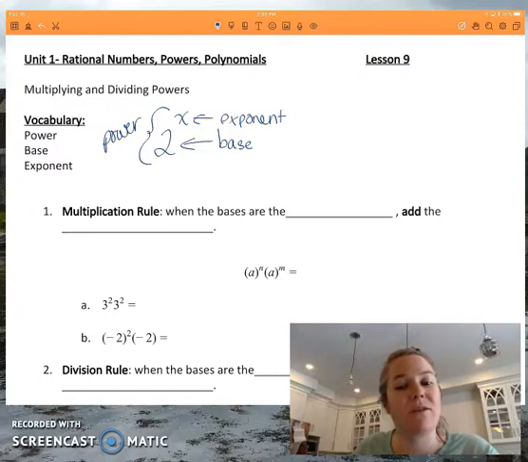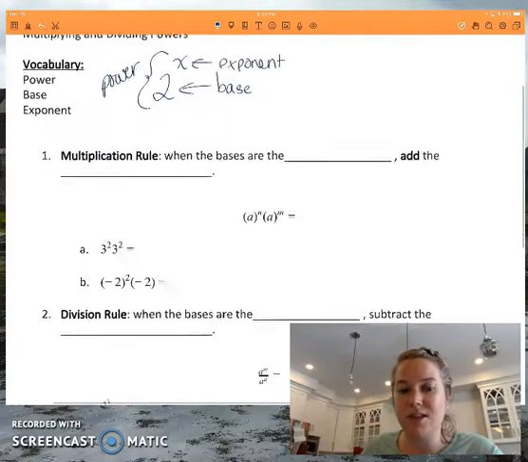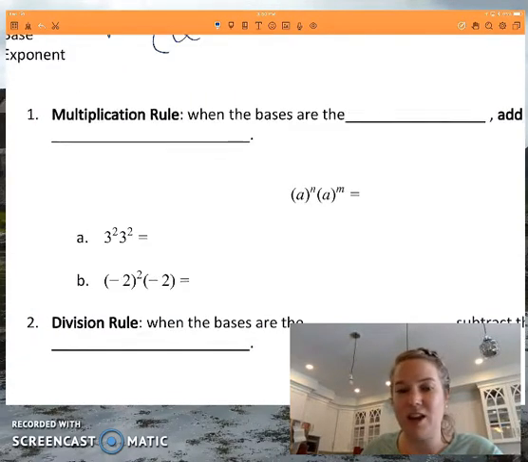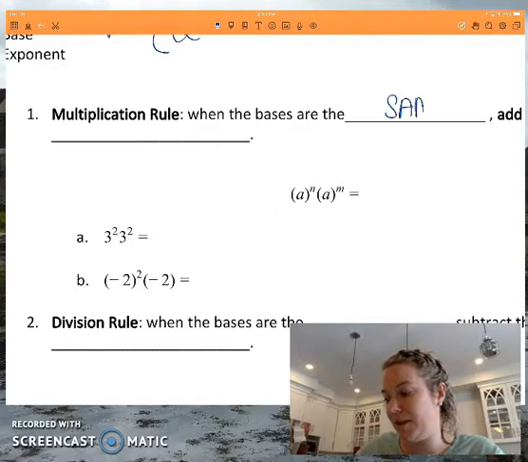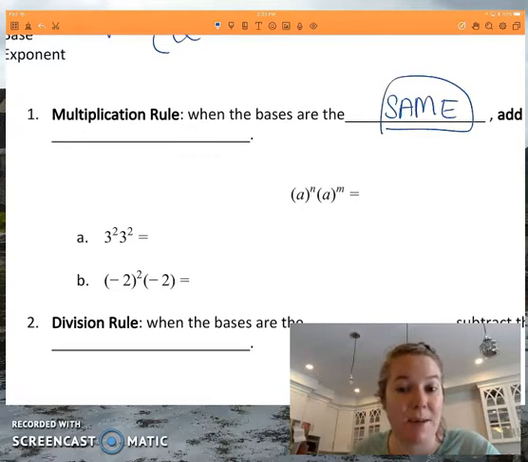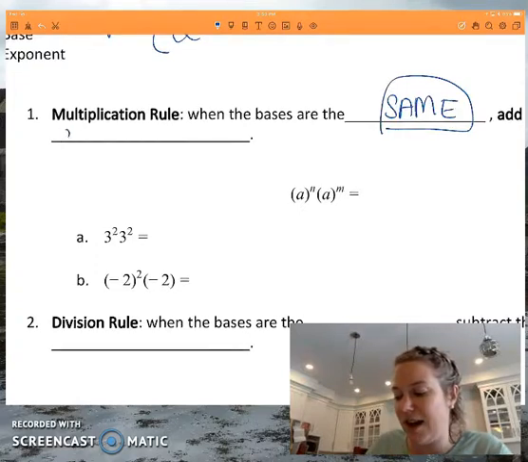And they're really straightforward, and just like the rules we looked at 2 lessons ago, they're actually based on understanding how exponents work, which means if you forget the rule, you can always figure it out from first principles. So let's start with the multiplication rule. The multiplication rule says that when the bases are the same, I'm going to put that in capital letters, really important, the bases have to be the same, the exponents just get added together.